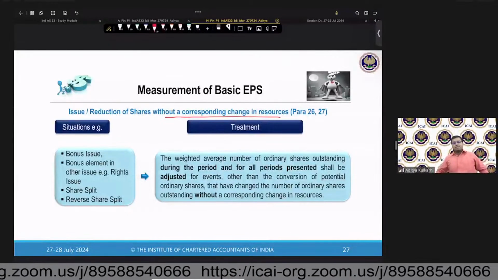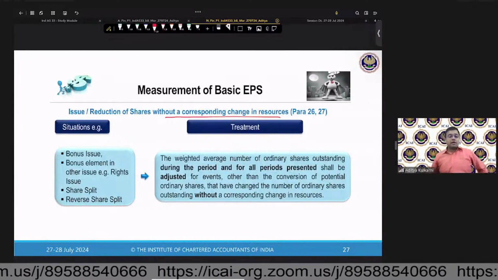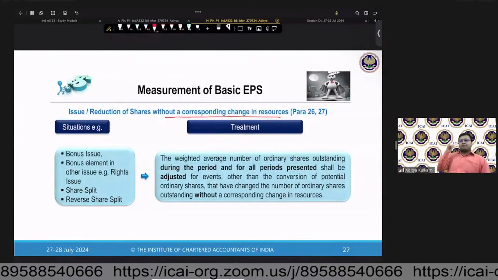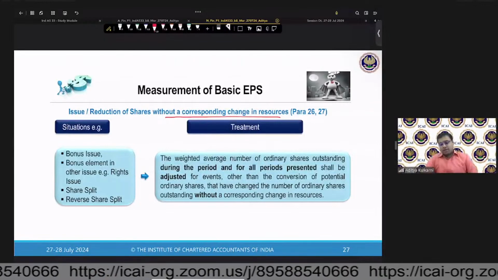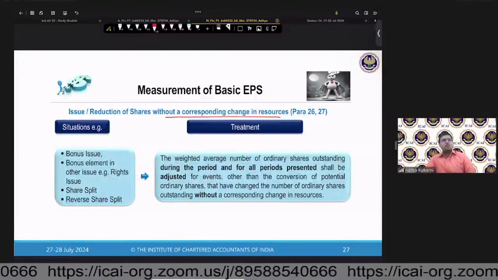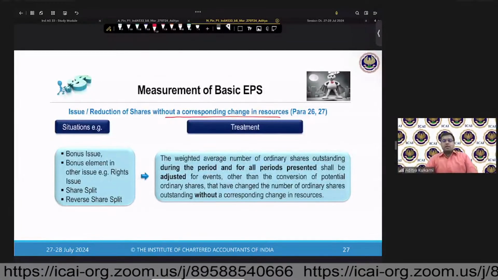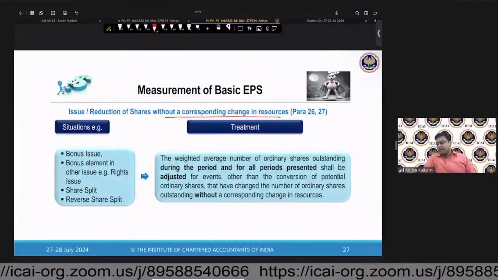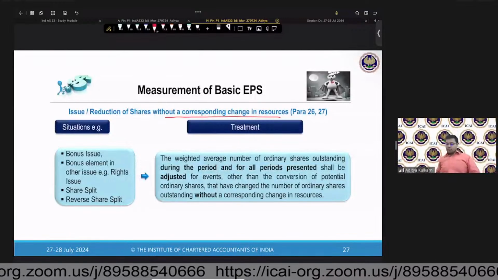How can that happen, sir? Well, a bonus issue could be there, or you could do a consolidation, a reverse share split, or just a share split where you are dividing the share into multiple number of shares. So all these are essentially a change in the number of shares. But am I getting any money for that? Answer is no. Am I paying any money for that? Again, the answer is no. So how do we do this?